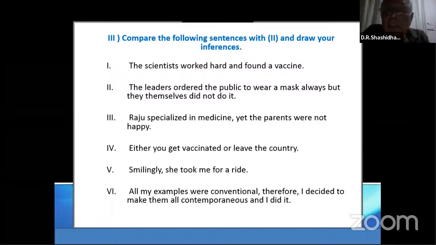The scientist worked hard and found a vaccine. The leaders ordered the public to wear a mask always, but they themselves did not do it. Raju specialized in medicine, yet the parents were not happy. Either you get vaccinated or leave the country. Smilingly, she took me for a ride. The sixth example: all my examples were conventional. Therefore, I decided to make them all contemporaneous, and I did it. Comment? Comment on this?